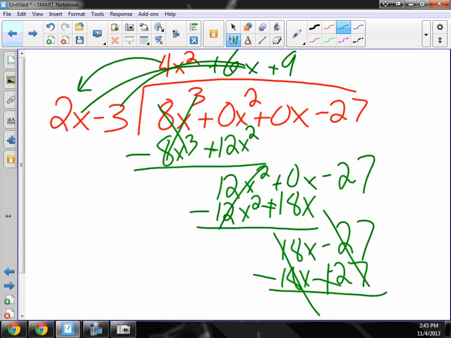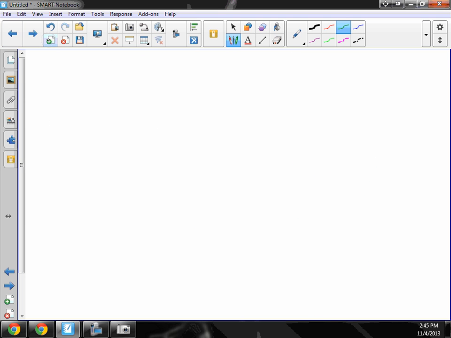Okay, well, you could have used synthetic division on this, except your root would have been 3/2. And multiplying by 3/2 is kind of a pain, but it still would have worked. What if we have something bigger?